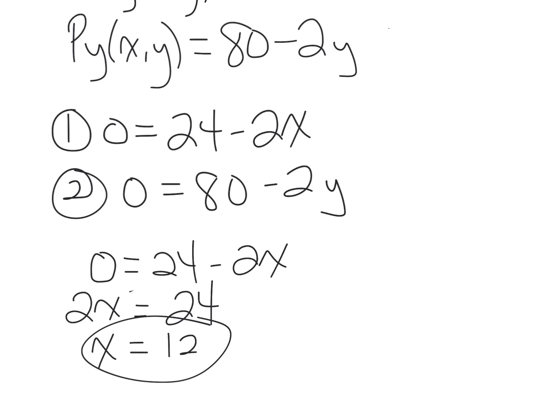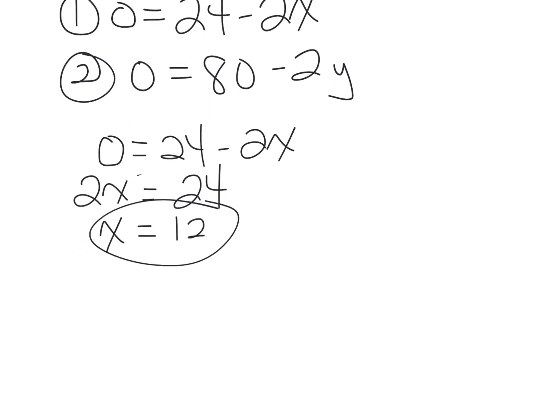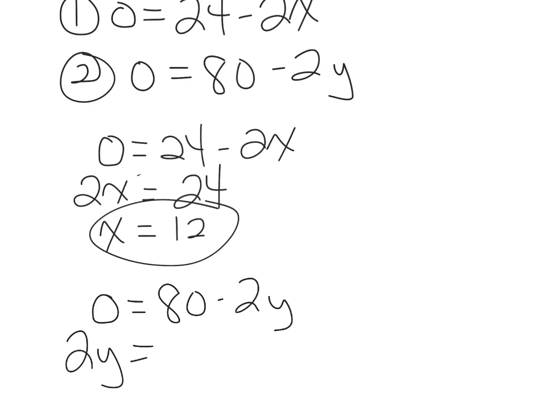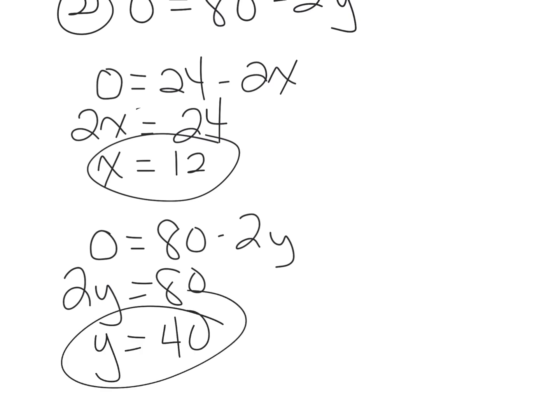And we can do the same thing with the second partial derivative. We have 0 equals 80 minus 2y. We add 2y to both sides and divide by 2. And we find that y is equal to 40. So this is a little bit easier even than the last question where we did have to use the substitution method.